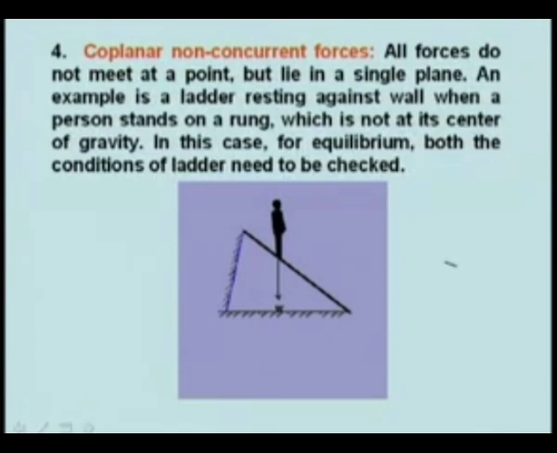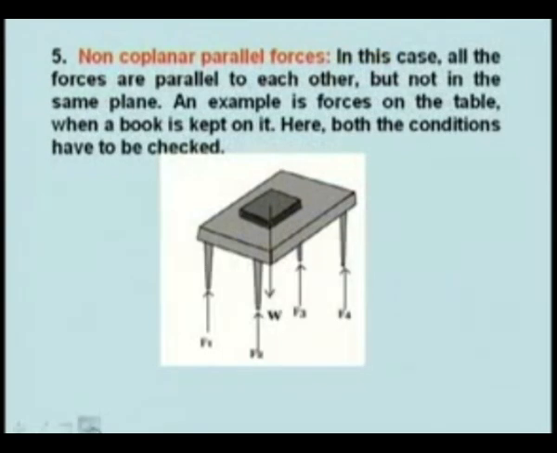If we make the free body diagram of the ladder, we have to show the reactions of the wall, then the reaction of this thing, and at the same time the weight. Then we have to check both the conditions, that is, the resultant force should be 0 and the moment should be 0.